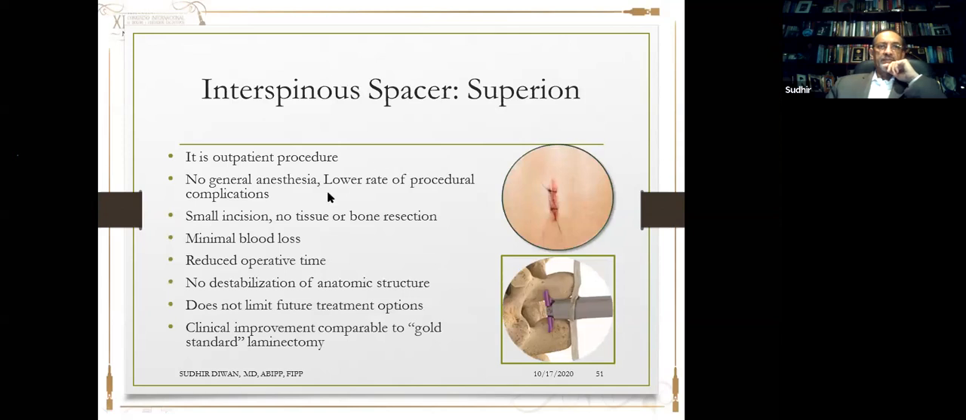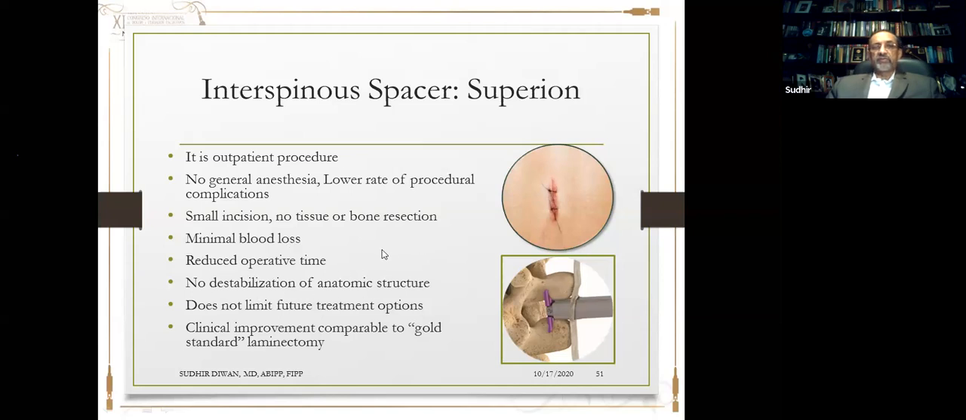So it is an outpatient procedure, no general anesthesia. It is IV sedation and local anesthetic. There is a very low rate of procedure complication because the dissection is very, very limited. Small incision, no tissue or bone resection, just splitting the tissue, so there is really no blood loss. Very reduced operating time, as I said. I usually in 30 minutes do a 2-level spacer without any problem. There is no destabilization of the anatomic structure.